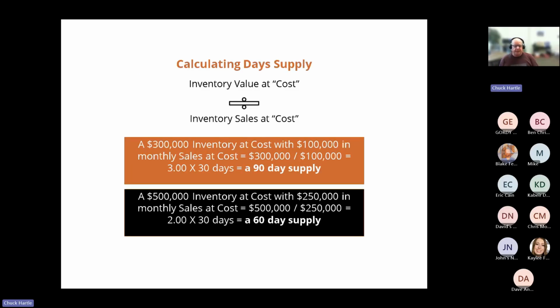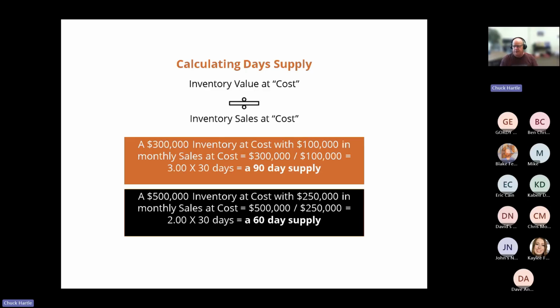When calculating the day supply, it really is just reversing what we just talked about. It's as simple as taking that $300,000 inventory with $100,000 in costs. Now you're not multiplying it out or anything crazy, but you divide 300,000 into 100,000 worth of sales, and you come up with 3. That 3 means you've got 3 months. You multiply it by 30 days, and you've got a 90-day supply.